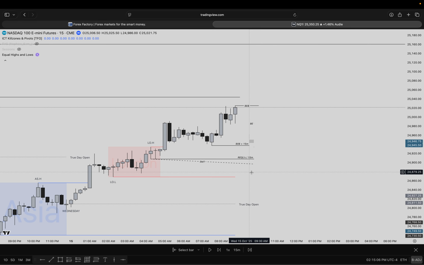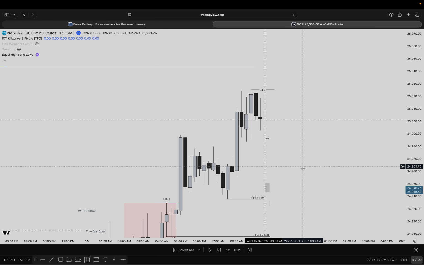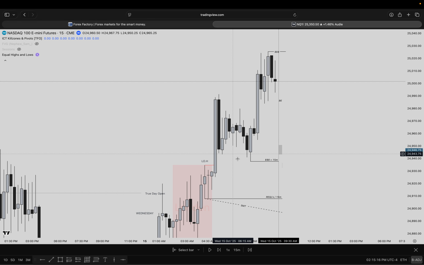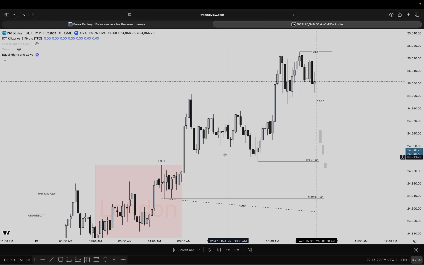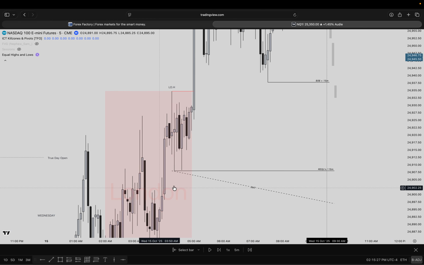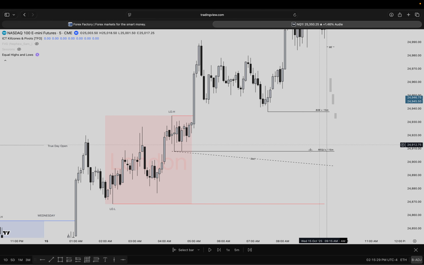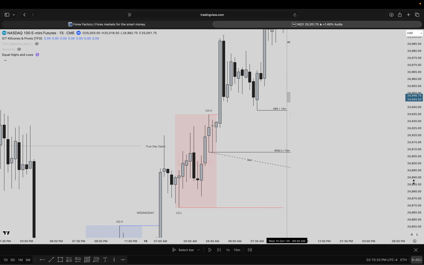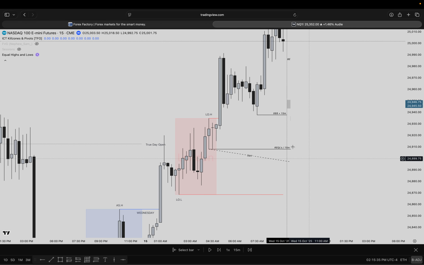Let's see. Okay, not yet. All right, so we have a great draw on liquidity here. That's backed by a 15 minute, probably a 5 minute too. Yep, right there. We have relatively equal lows, which look almost like exact equal lows. So it's really nice DOL, backed by a 5 minute again, and I think it is an unmitigated 15 minute. Yep, it is.